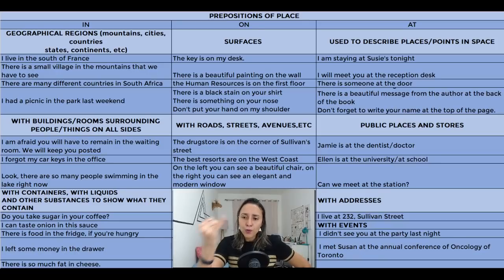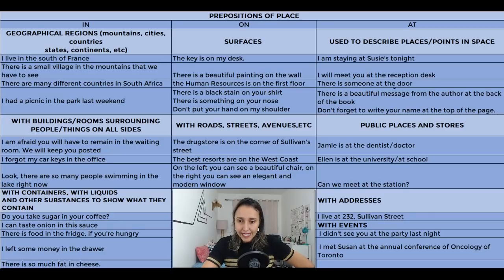Very well. With roads, streets, avenues. The drugstore is on the corner of Sullivan's Street. So whenever I am describing addresses, names of avenue, names of streets, I'm not giving you a full address, okay? But I'm giving you a description of a street, an avenue, a road. You use on, okay? On the left, you can see a beautiful chair. On the right, you can see an elegant lady or an elegant window, okay?